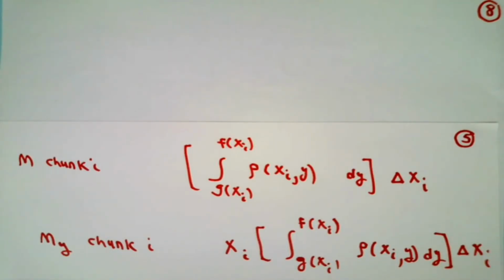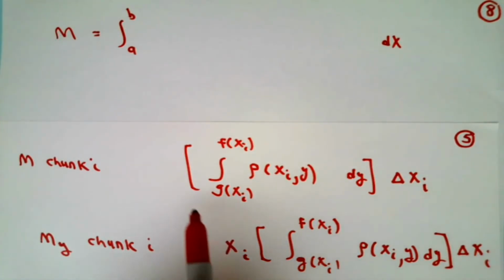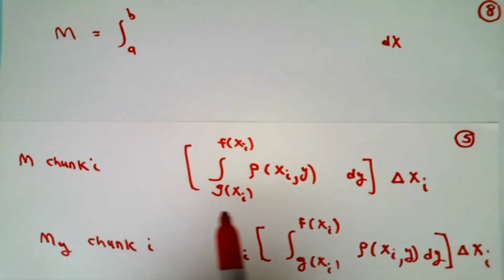Following that idea, if I take all of the chunks of contributions to the mass, add them all up, sum them up over index i, and take the limit as all of the delta x's tend to 0, the mass turns out to be an integral. It's the integral of whatever's in this square bracket with xi replaced with the letter x.